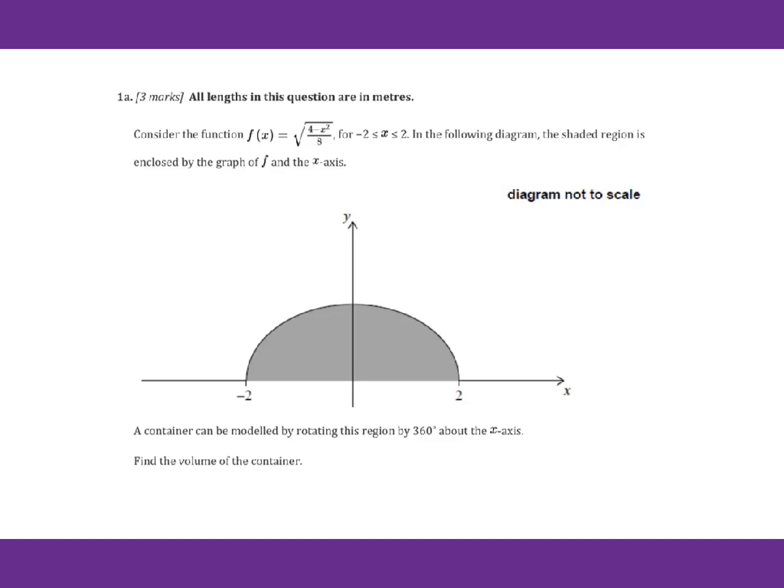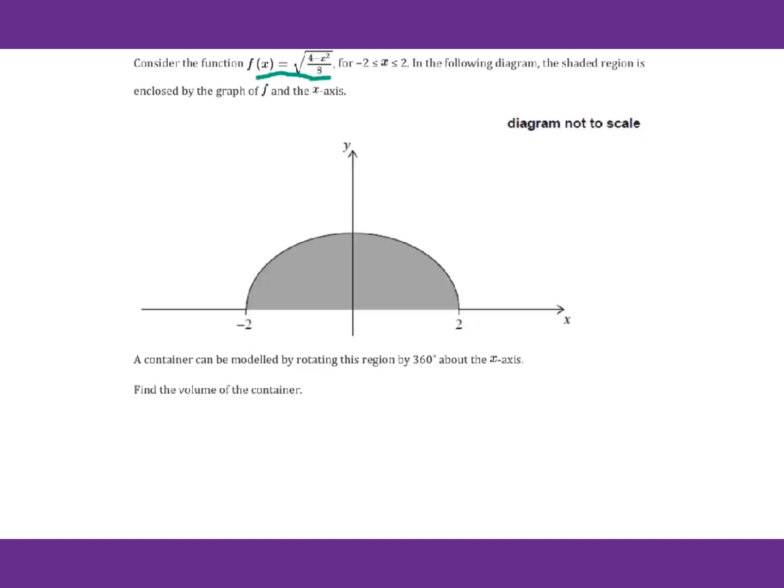This video is about review for calculus, calculator-based. 1a. All lengths in this question are in meters. Consider the function f of x equals this for x between -2 and 2. In the following diagram, the shaded region is enclosed by the graph f and the x-axis. A container can be modeled by rotating this region by 360 degrees about the x-axis. Find the volume of the container.